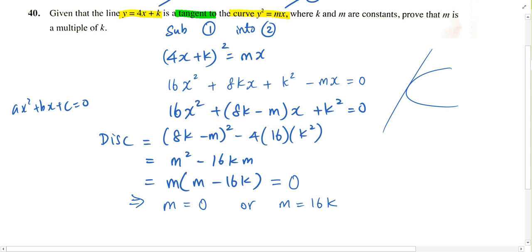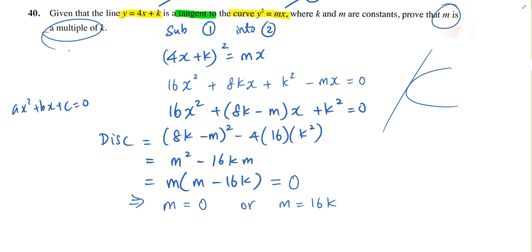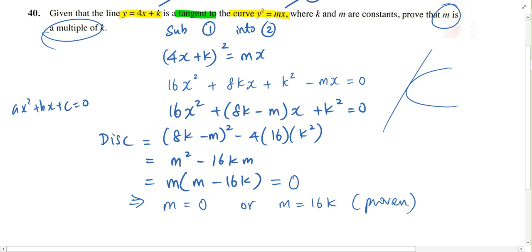At this point, we can conclude that m is a multiple of k, because m is simply 16 times k. Whatever k is going to be, you multiply by 16, you will get m. M is a multiple of k. Understand? So over here we write proven. We call it two repeated real roots. Any questions? No need, they only ask you to prove that m is a multiple of k. Oh, wait, we should reject this one, because if you put m equals to 0 into this equation, y equals 0, right? Doesn't make sense already.